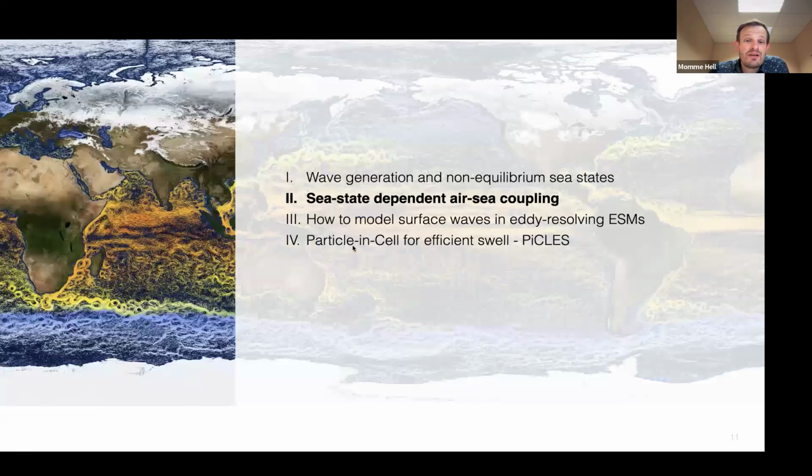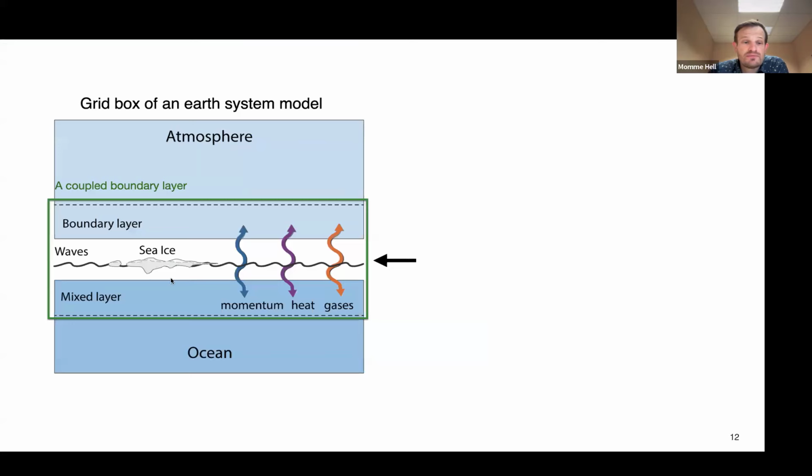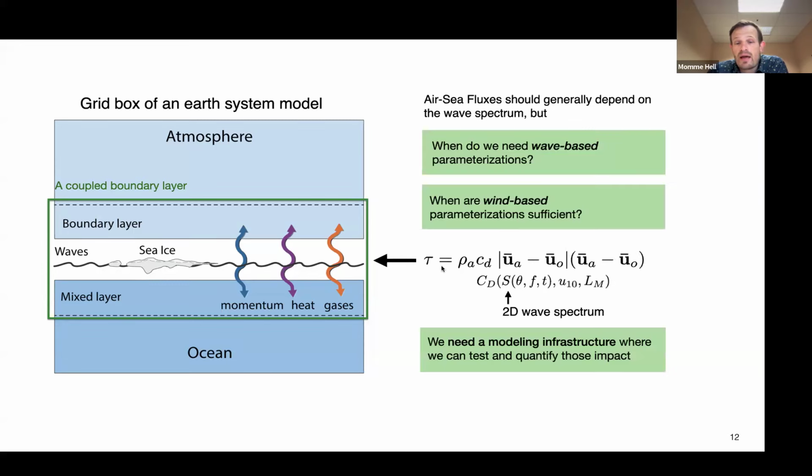Okay, second part: sea state dependent air-sea coupling mainly, right? And this is thought about from the modeling perspective. So here we go back to this box model. This is an ocean model grid box, and this is an atmospheric model grid point. And we think about these coupled boundary layer systems, there are fluxes through the air-sea interface. And you calculate these fluxes through flux formulas, fine.